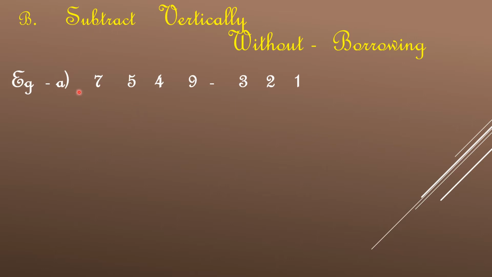Here is my sum: 7549 minus 321. So I take the 4 place values, I place the first number, and now it's 321, so it's a 3-digit number, so they will come under hundreds, tens and units place. Here it is. Let's begin.